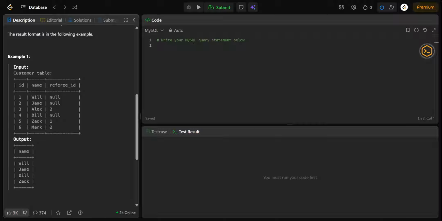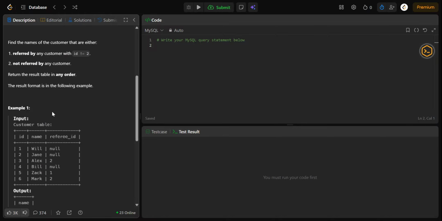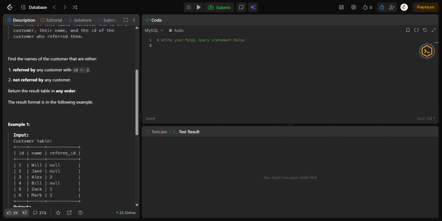So, what does the question ask? Find the customers who were not referred by the customer with ID equal to 1, or were not referred by anyone. Find the names of the customers that are either referred by a customer with ID not equal to 1, or not referred by any customer. Return the result table in any order. The answer is not order specific.